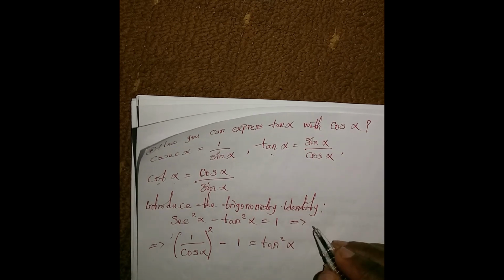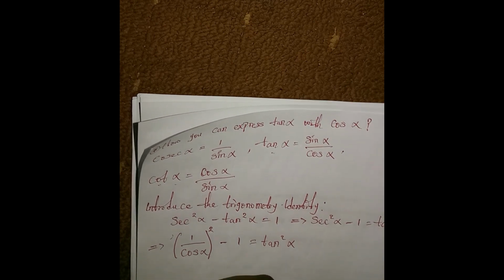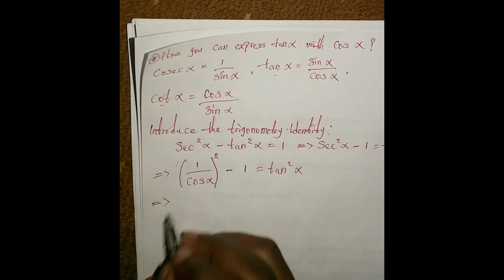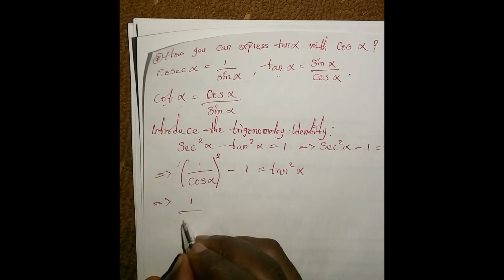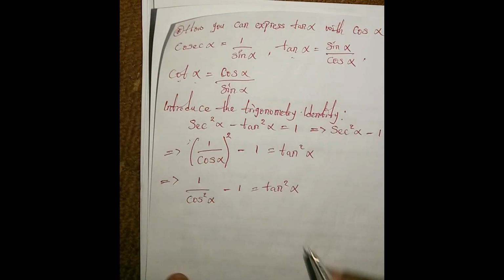Let me quickly write this here. If we collect like terms, we'll have sec square alpha minus 1 is equal to tan square alpha. Now we continue from this place. If we proceed, when you square the bracket, you have 1 over cos square alpha minus 1 is equal to tan square alpha.